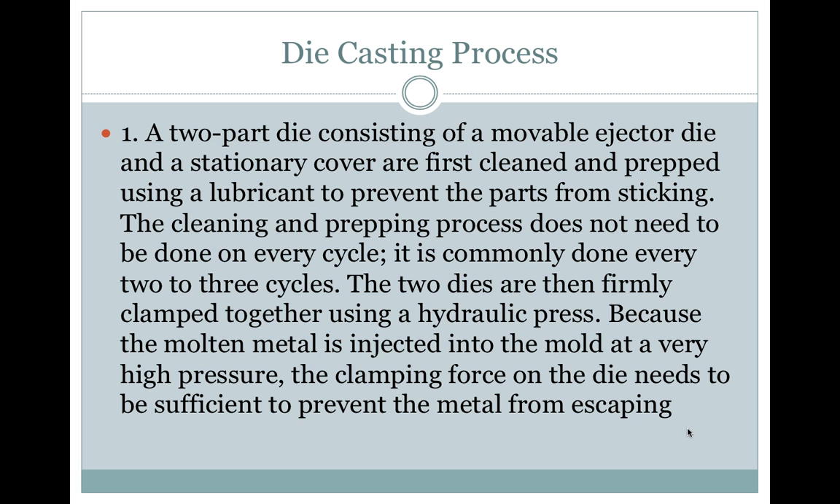Die casting process. Step 1. A two-part die consisting of a movable ejector die and a stationary cover are first cleaned and prepped using a lubricant to prevent the parts from sticking. The cleaning and prepping process does not need to be done on every cycle. It is commonly done every 2 to 3 cycles.